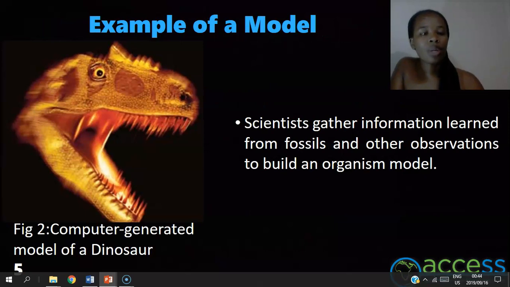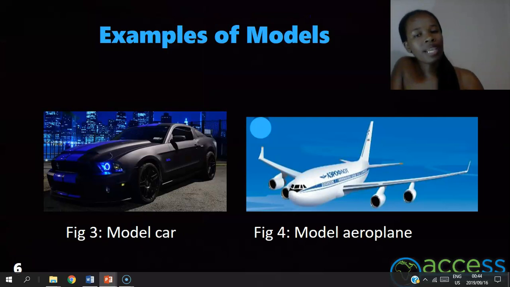An example of a model includes a computer-generated model of a dinosaur as shown in figure 2. How did scientists come up with this type of model? They gathered information that they learned from fossils and other observations in order to build this type of organism. And also, if you take a look at figure 3 and figure 4, we have a model aeroplane in figure 4 and we have a model car in figure 3.